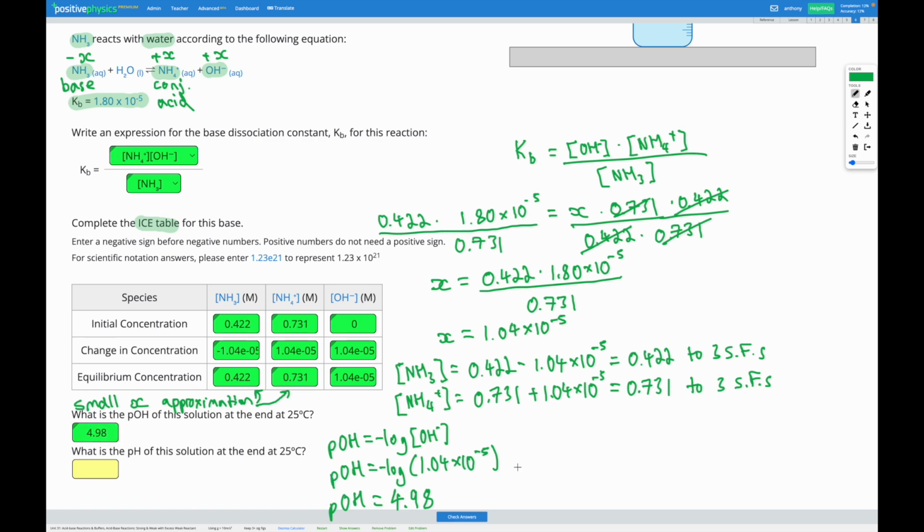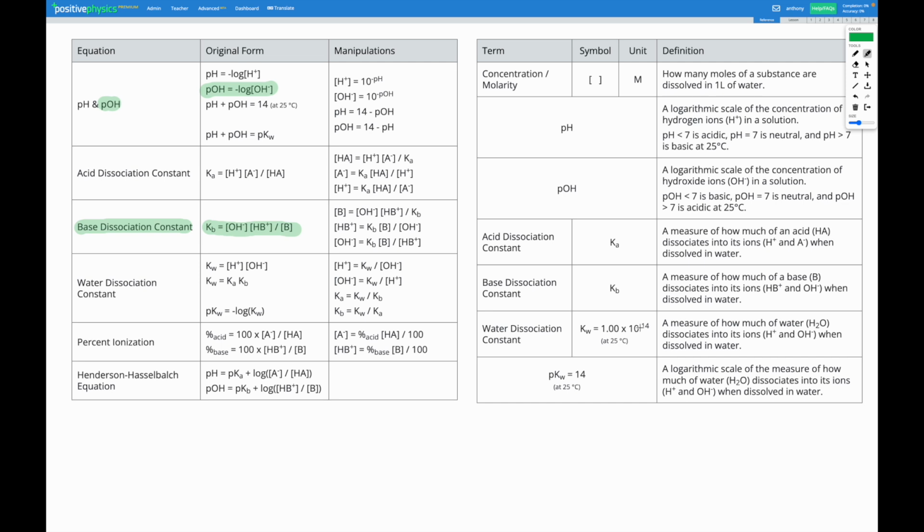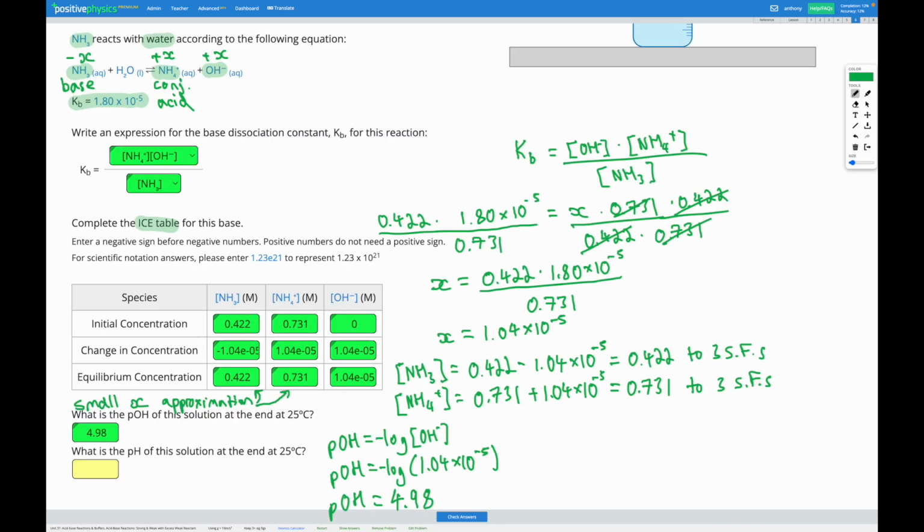Finally, to find our pH, we can use this equation to convert between pH and pOH at 25 degrees C. pH plus pOH is equal to 14. We're trying to find pH, so we're going to subtract pOH from both sides so that will cancel out on the left, leaving us with pH is equal to 14 minus pOH. We can put our numbers in. pOH was 4.98. That leaves us with a pH of 9.02. So we can go ahead and fill that in now.